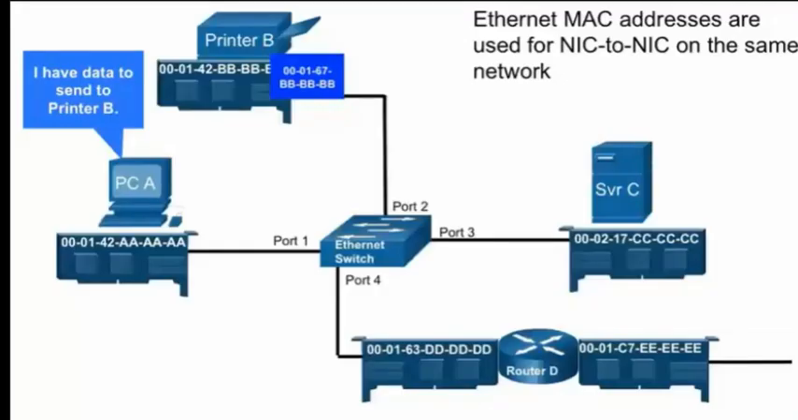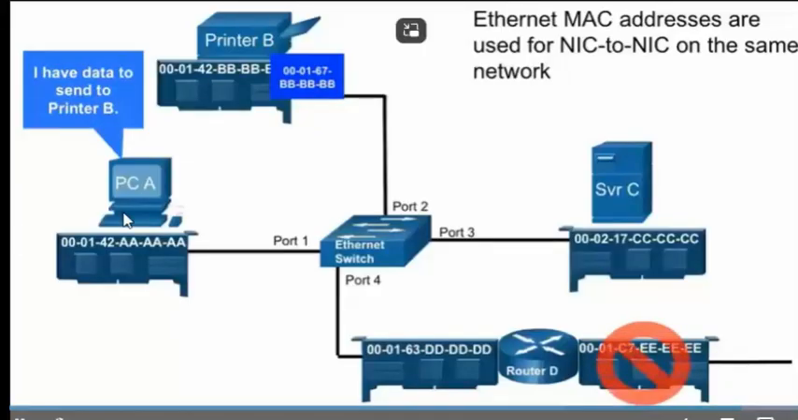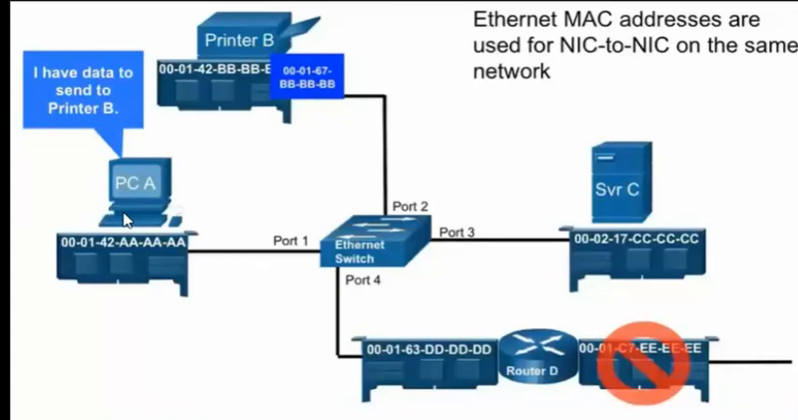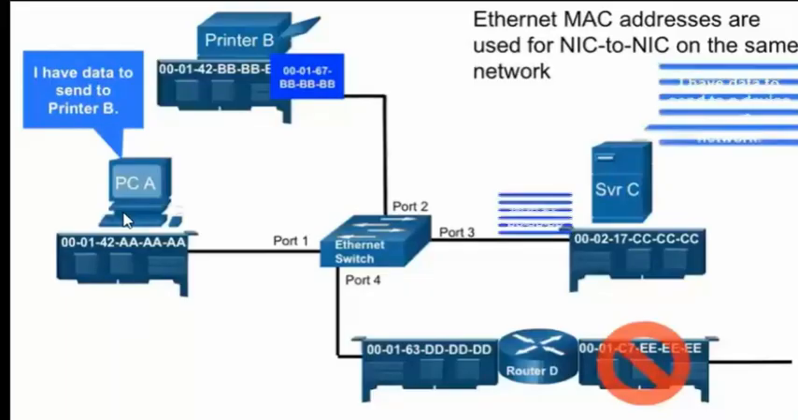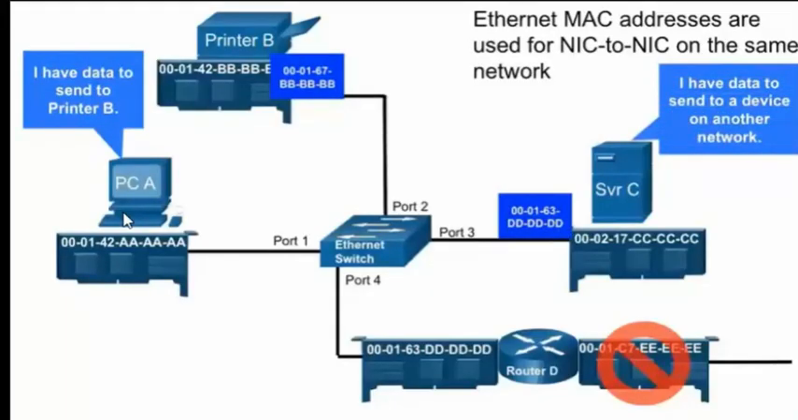Router D's Ethernet NIC, with the address ending in all Es, is used to communicate with devices on a separate network. This NIC cannot be reached by devices on the other LAN, such as PC A. When server C sends a message for a device on another network, it will send the message to router D's MAC address ending in all Ds. Router D will forward this message off the appropriate interface towards the destination device.